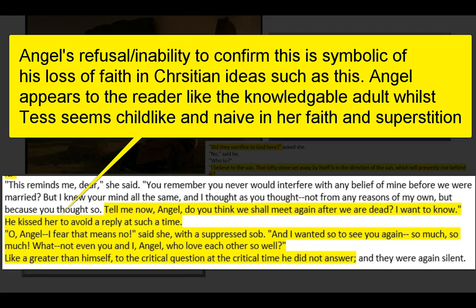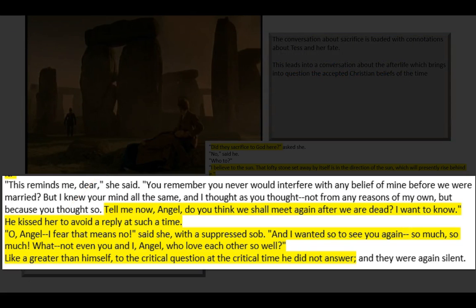And of course Angel Clare, who's had this crisis of belief earlier in the novel, has already rejected this Christian belief, and so, like a greater than himself, to the critical question at the critical time, he did not answer. He knows that that is not going to happen. He's very much the modern Hardy-esque figure who questions and doesn't believe that Christian sense of the afterlife and of redemption. So when Tess dies, there is no redemption. She isn't going to go to heaven, but he can't bring himself to say that to her.